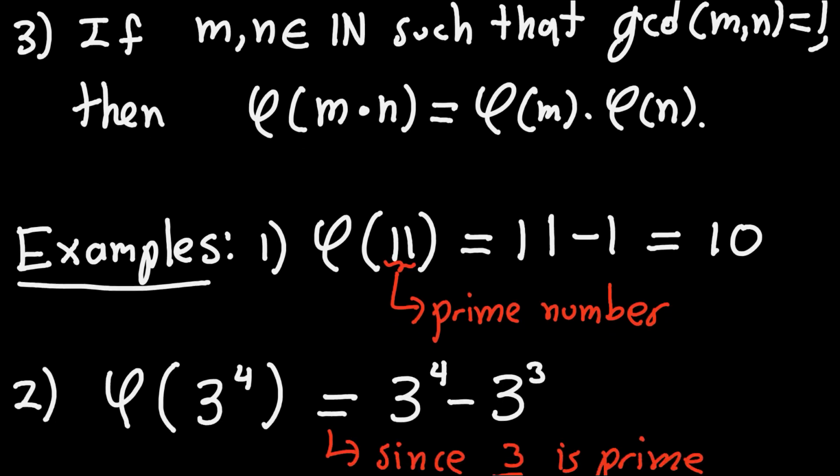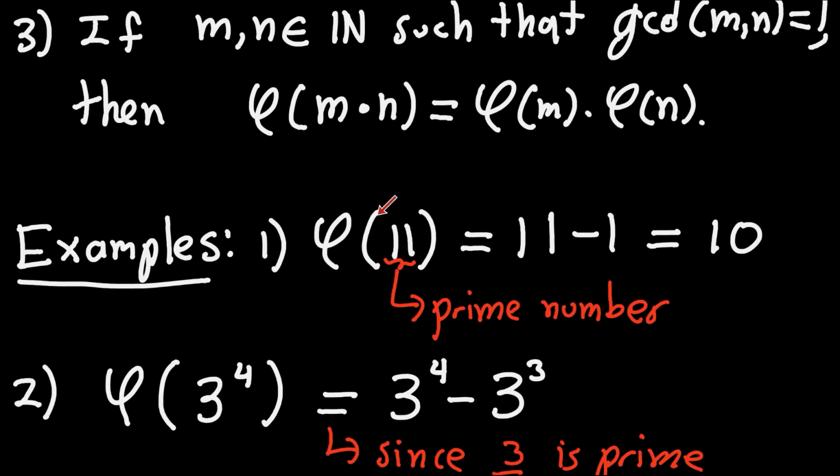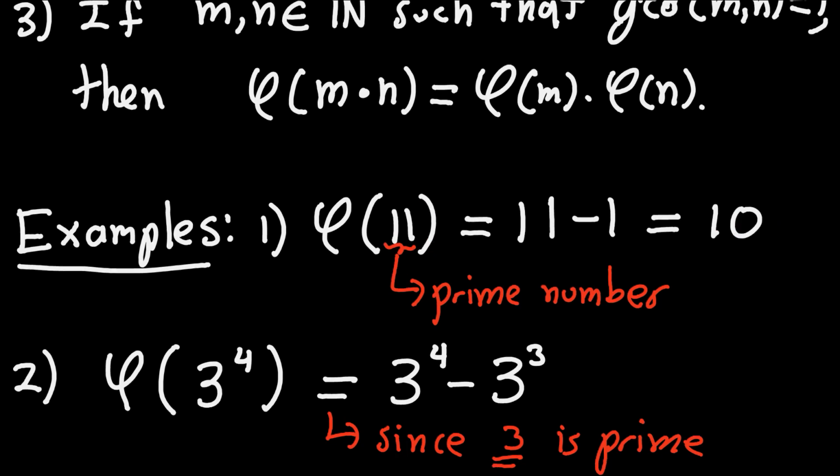It doesn't work in any other cases. Okay, so let's see some examples. Let's say you have the number 11. Now, phi of 11. We know 11 is a prime number, so it's just p minus 1, which is 10. Always read what this means: 10 is the number of naturals less than or equal to 11 that are relatively prime to 11. So there are 10 of them.